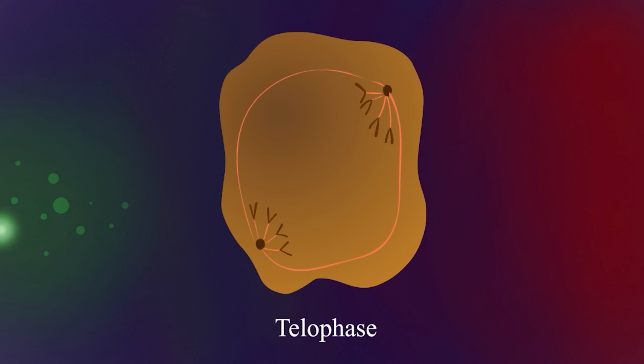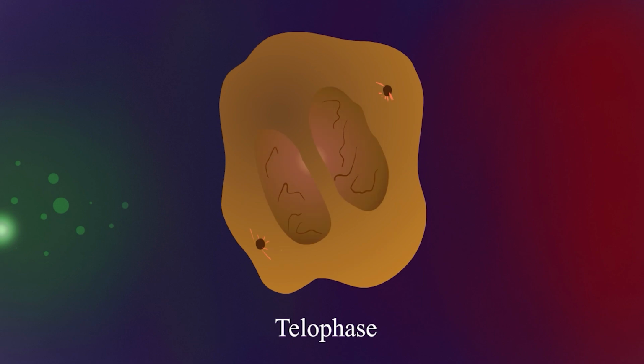Telophase. The chromosomes which have reached the opposite poles of the cell now start to decondense, due to which they again become thread-like, thin and invisible. A nuclear membrane is formed around each set of chromosomes at the poles. Thus, two daughter nuclei are formed in a cell. The nucleolus also appears in each daughter nucleus. Spindle fibers completely disappear.